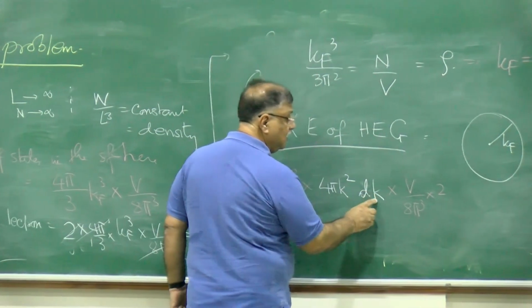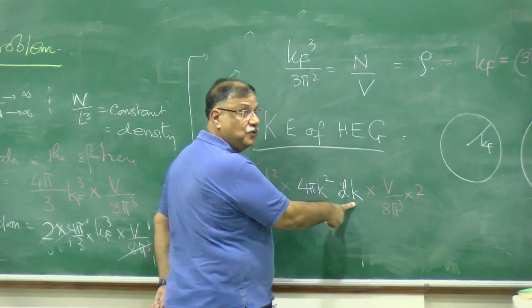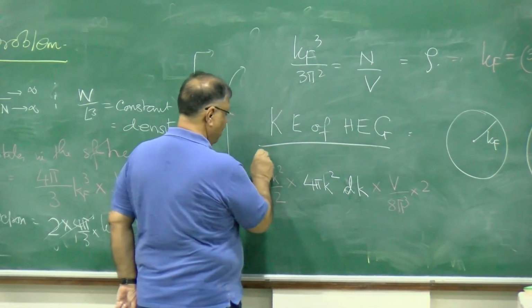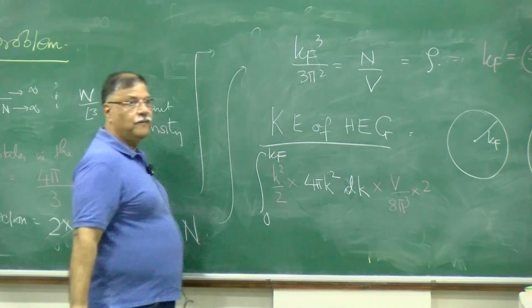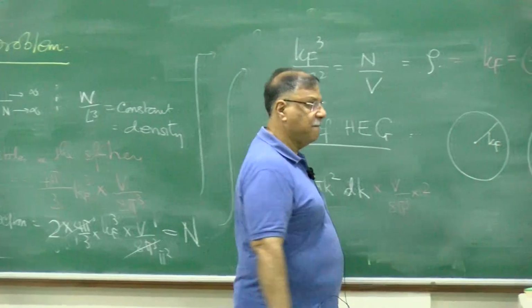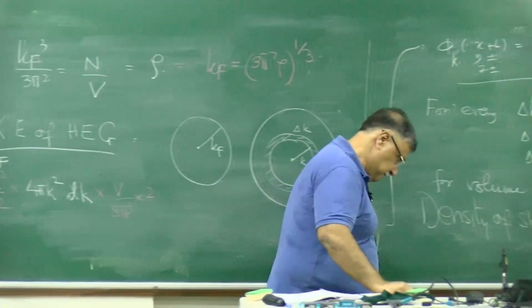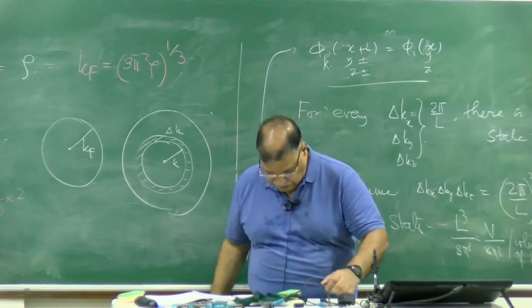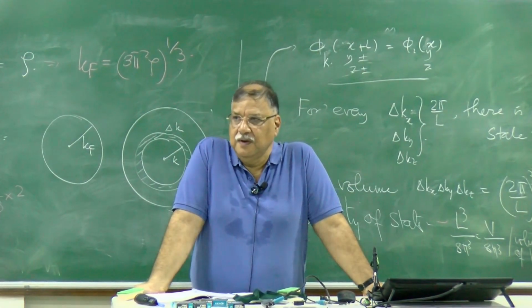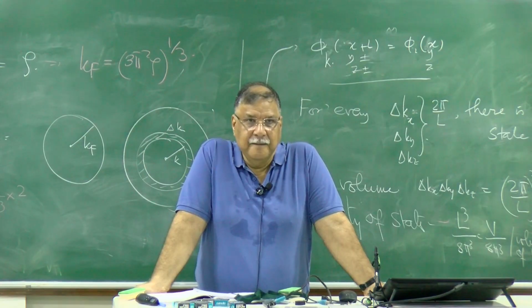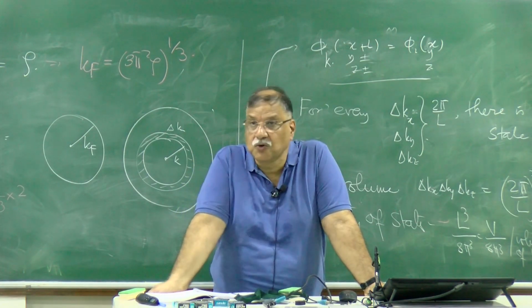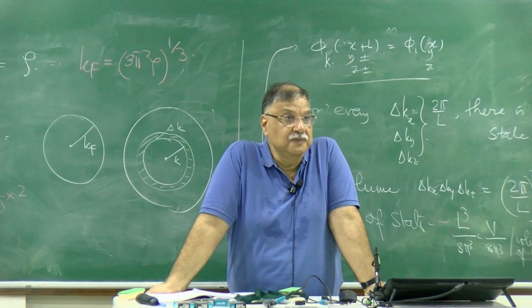The moment you see d, you know the answer. What should I do now? Do that, please. It's okay. Can you do that? That will give you the total kinetic energy of all these n electrons.